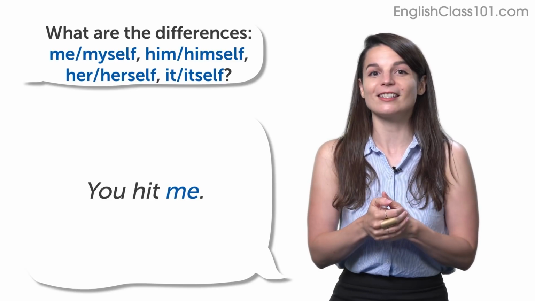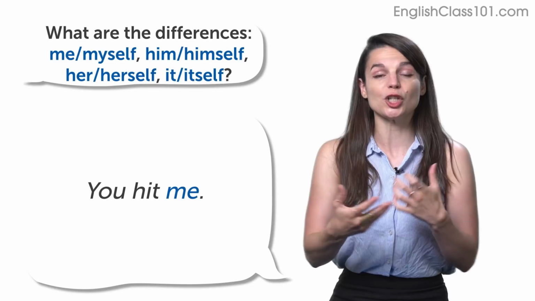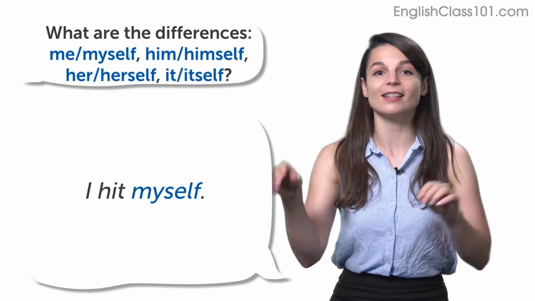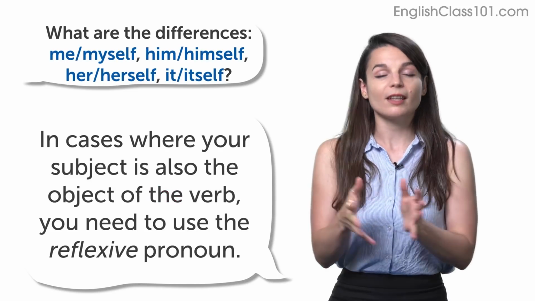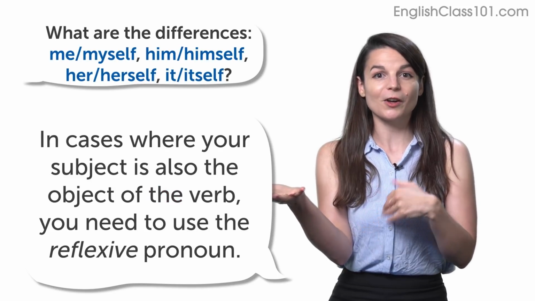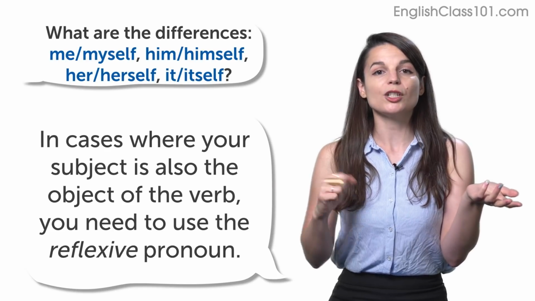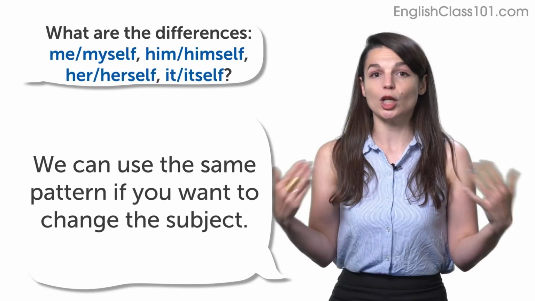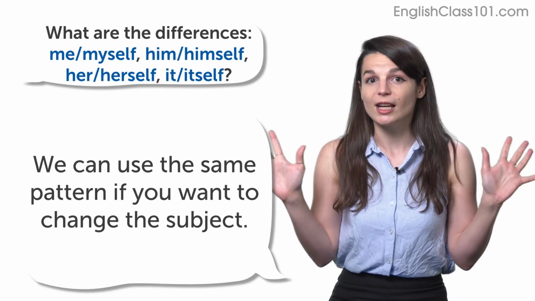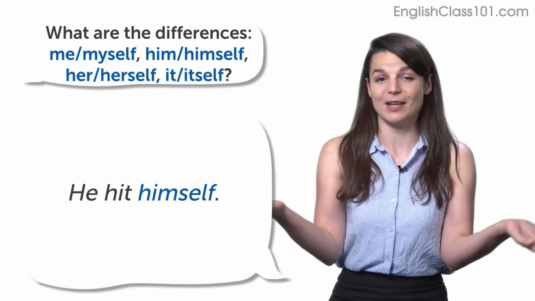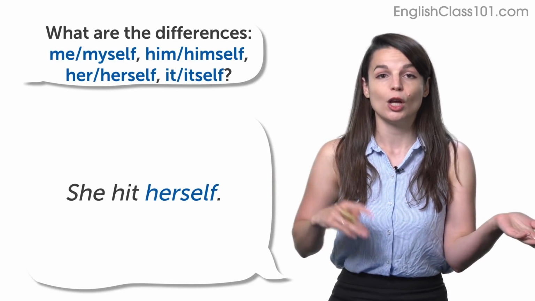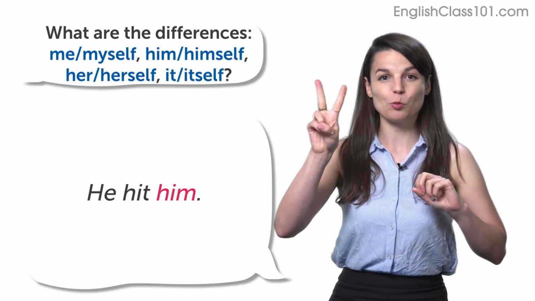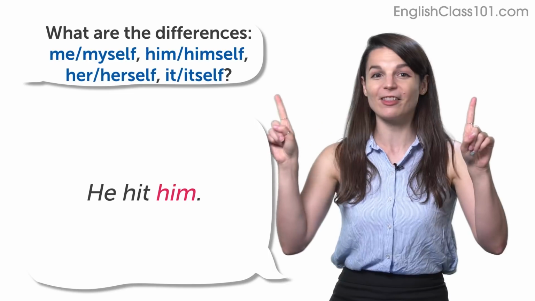If I want to make this sentence a reflexive sentence, or if I want to use hit reflexively, I would say, I hit myself. I would not say, I hit me. So in cases where your subject is also the object of the verb, you need to use this reflexive pronoun, so itself, himself, herself. We could use the same pattern if we want to change the subject. For example, he hit himself, she hit herself. We would not say he hit him. That's a totally different sentence. That means there are two people involved. One person hits another male person.